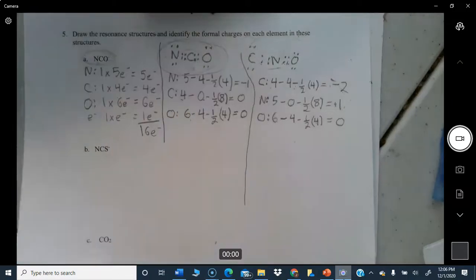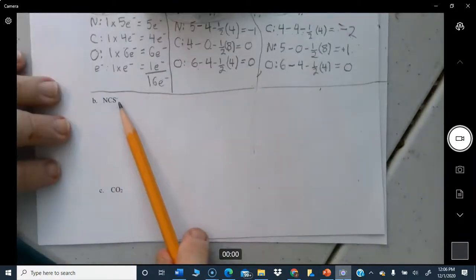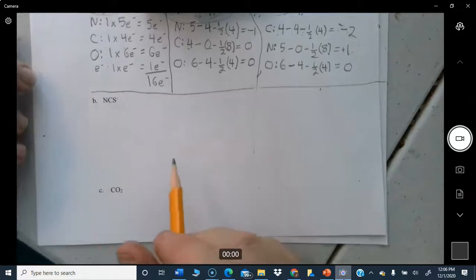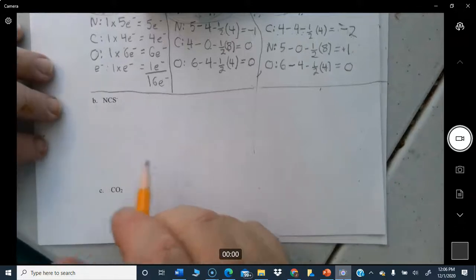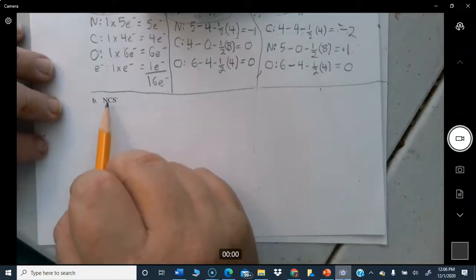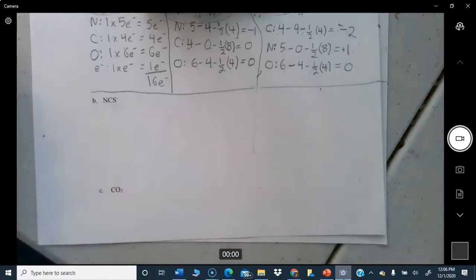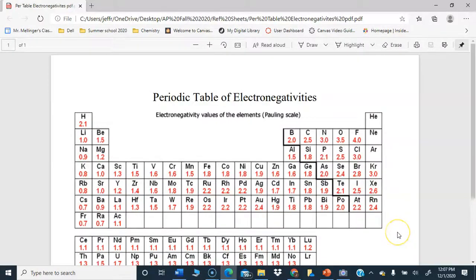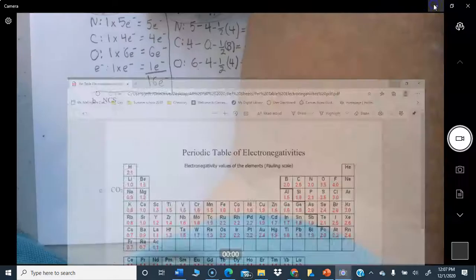All right, let's try another one. Okay, so NCS, again, it's a negative ion there. Carbon is less electronegative than nitrogen. What about sulfur? Is it less electronegative than sulfur? Well, let's take a look. On the periodic table, sulfur's a 2.5, carbon's a 2.5. We saw this before, so they're even. So what we're going to do is try it both ways.